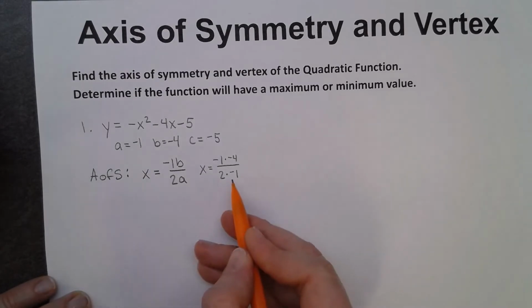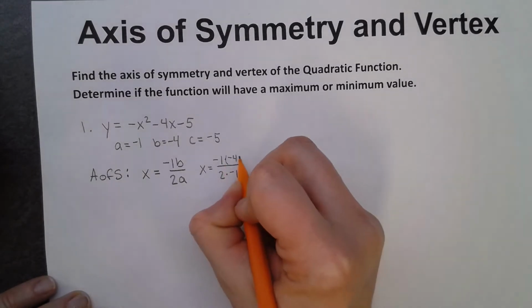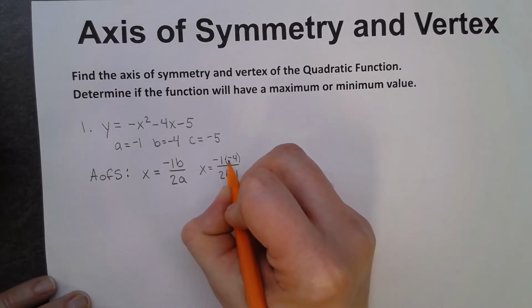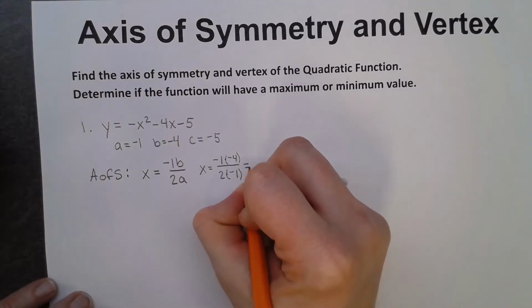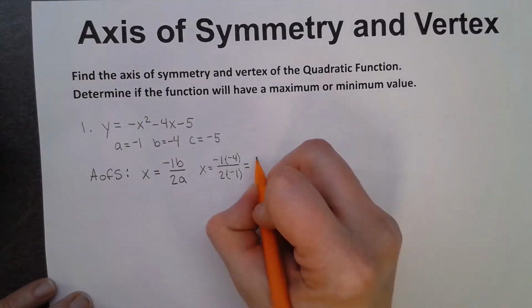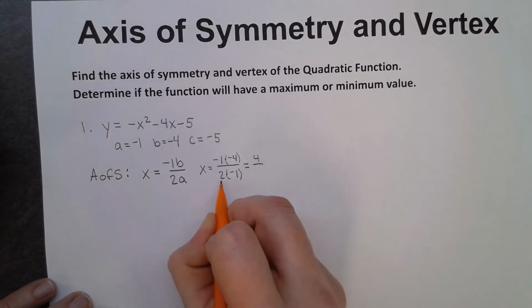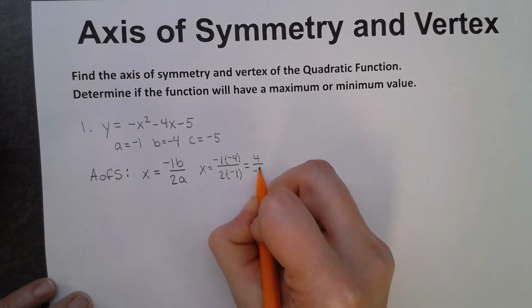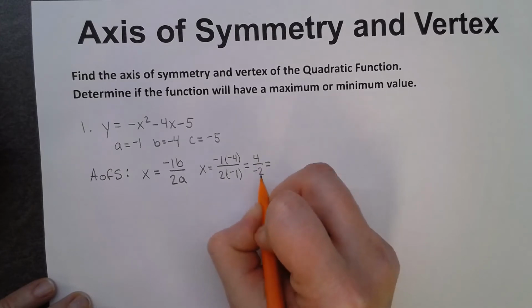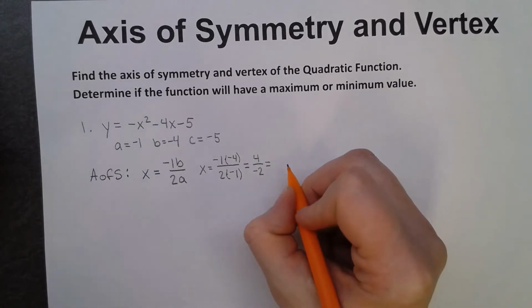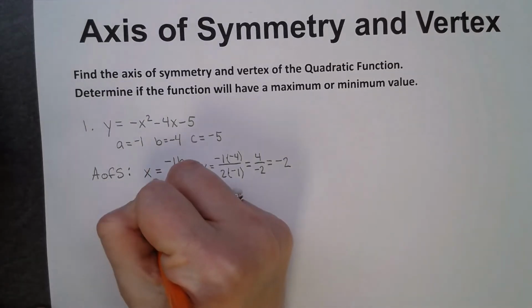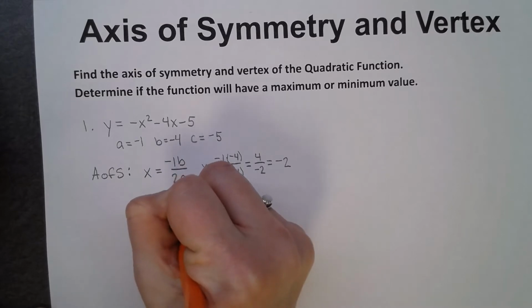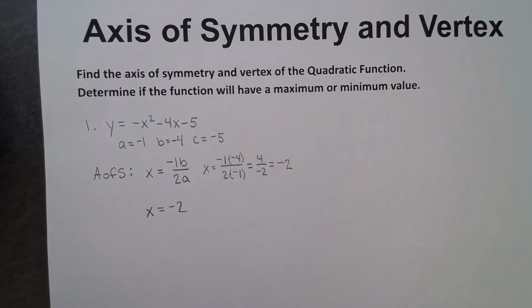You can use the dot for multiplication or use parentheses. So negative times negative is a positive 4 over positive times negative is a negative 2, and then we will divide to simplify that answer. So our axis of symmetry is x equals negative 2. Now to find our vertex.